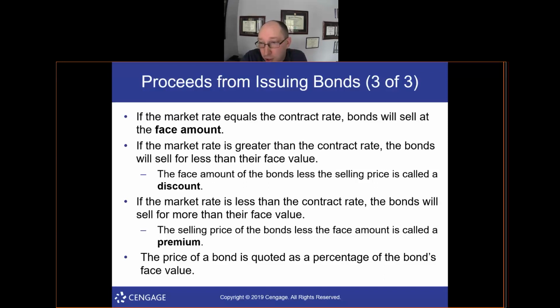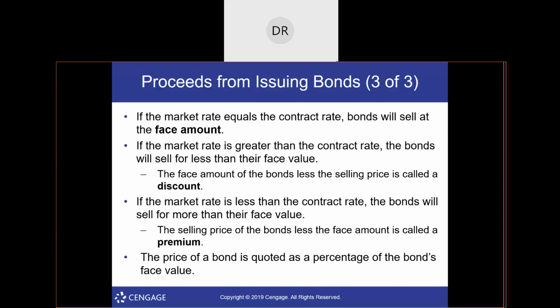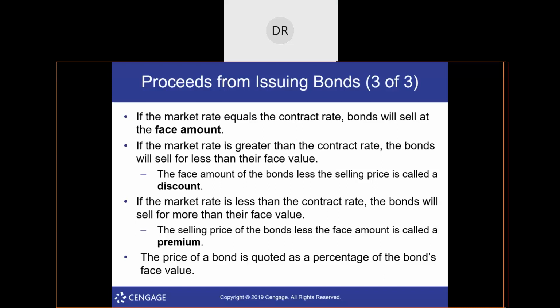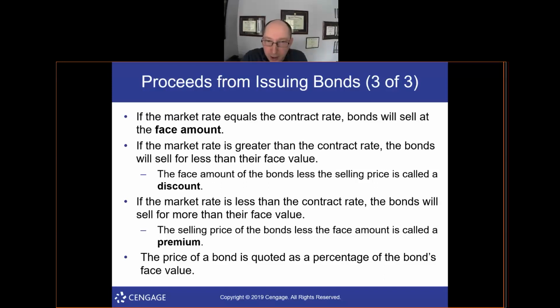But there's a good chance that the market is under the contract rate. If the market is under, it'll still sell, but it'll sell for higher than the face value. And if it's the other way, it'll sell lower. Exactly. That's what happens: the buyer will either get the bond at a discount or at a premium.